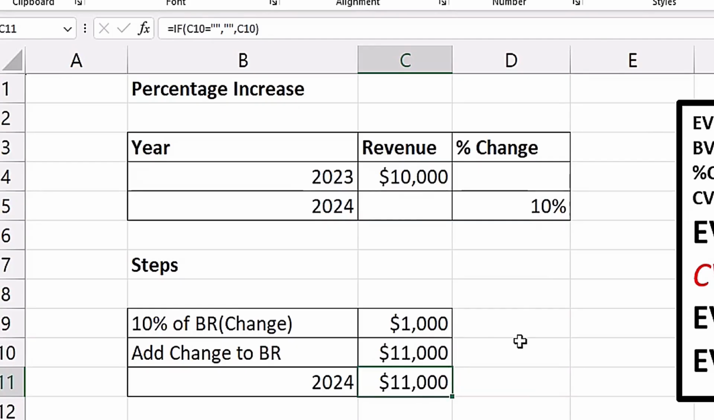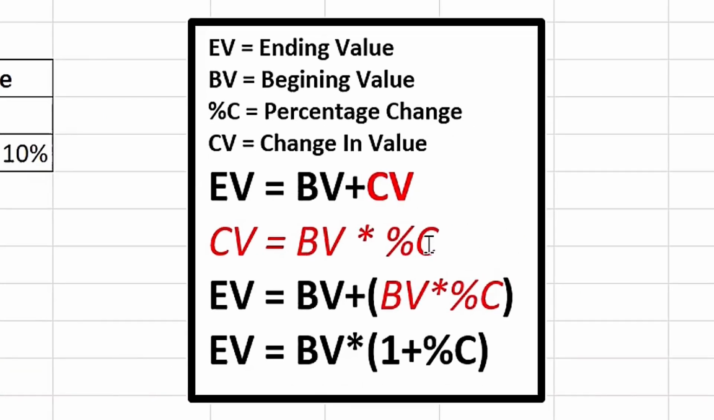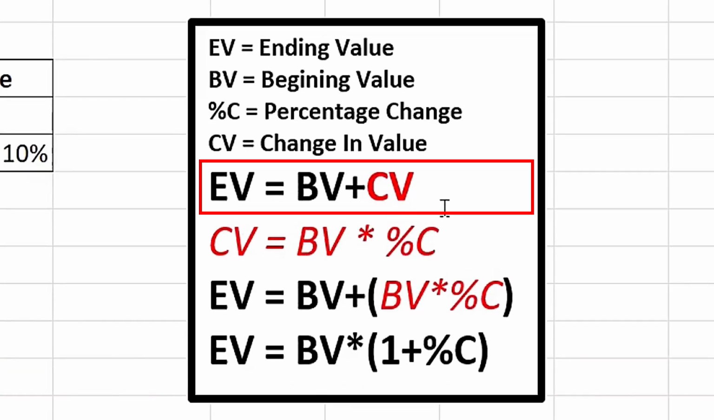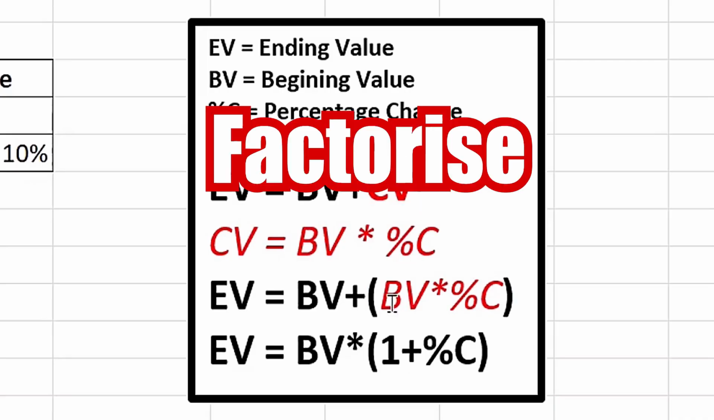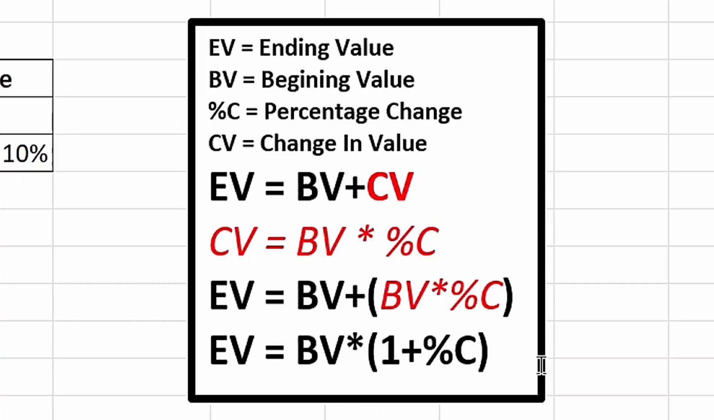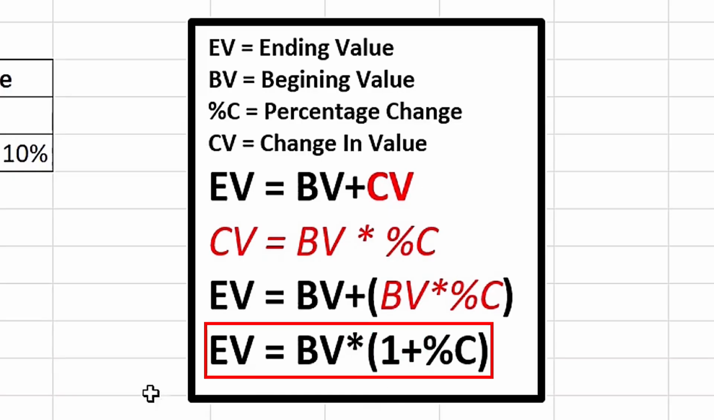If you don't want to do it like that, there's actually another simpler way you can get that. Now let's first get back to our formula. If we reduce this formula to its simplest form, we shall get the ending value is going to be this beginning value plus the change in value. Now the change in value, we already know that it is the beginning value times the percentage change. So we replace that with the change in value, and when you factorize the beginning value, you end up with this. So our ending value is going to be the beginning value times 1 plus the percentage change. And this is actually simpler than using this.